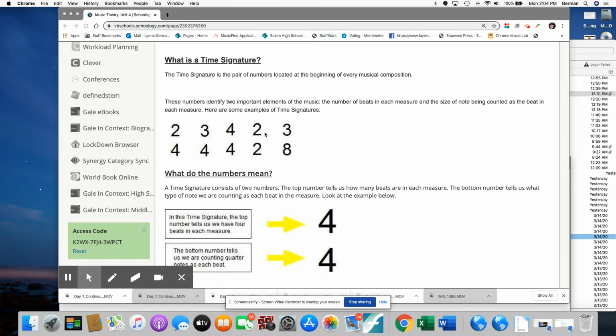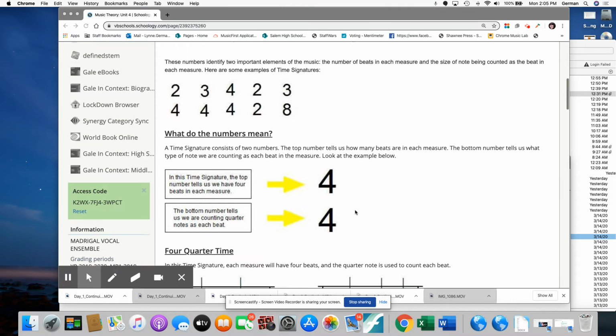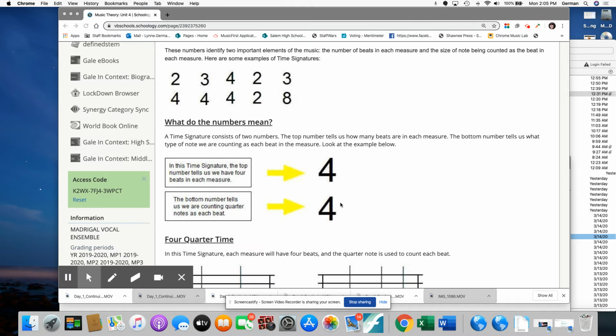However, in this combination, there are 2 beats in the measure, but the half note counts as a single beat. And in this one, there are 3 beats in the measure, but the 8th note counts as a single beat. So before you get too confused by that, let's break it down just a little bit more. Here we are with the 4/4 time signature, also known as common time.